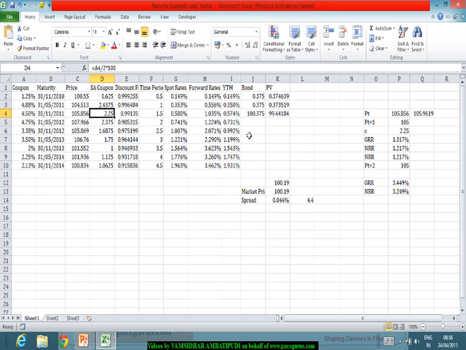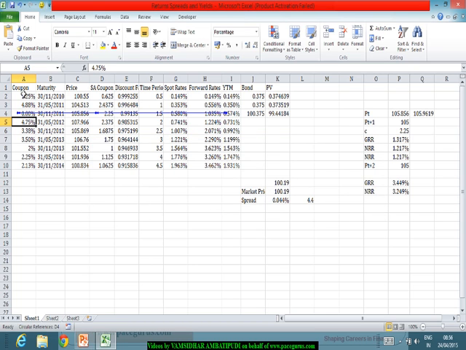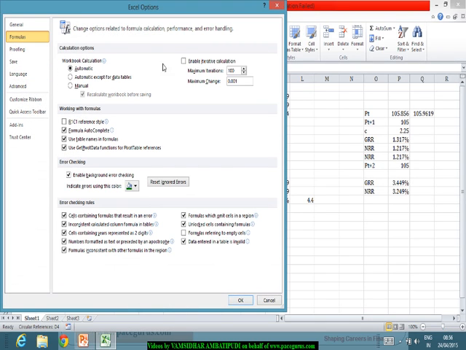Or I should set it at this layer. Let me set this coupon as similar to the yield to maturity. Here it's a circular reference error that is coming up. Okay, now let's try it.